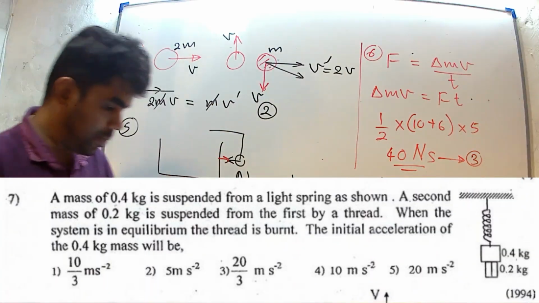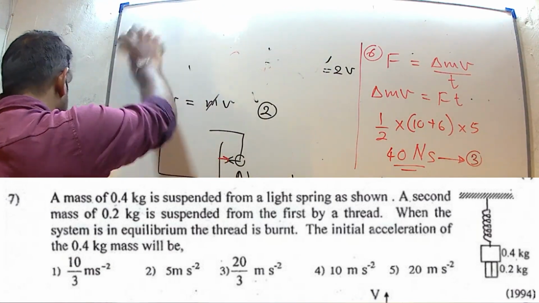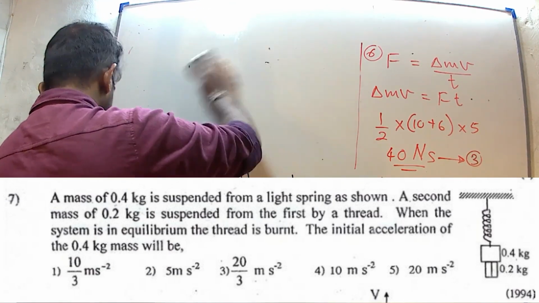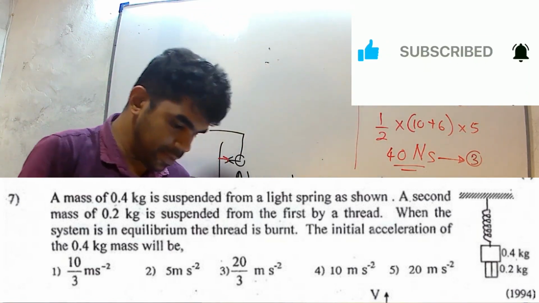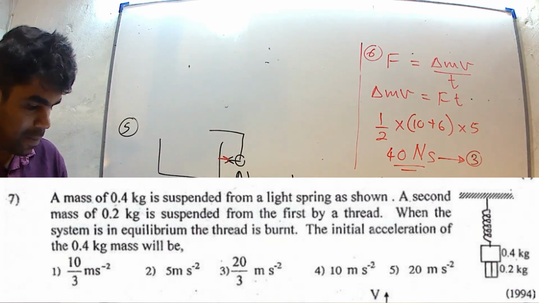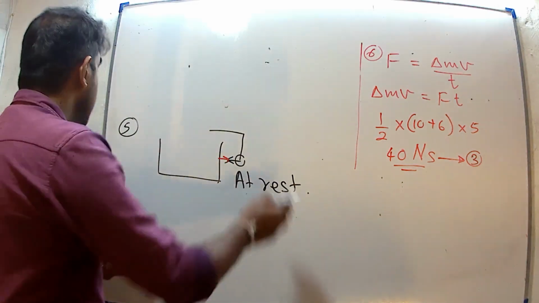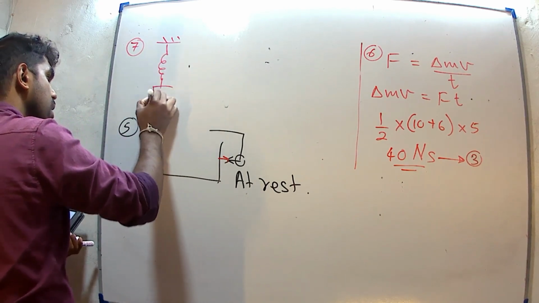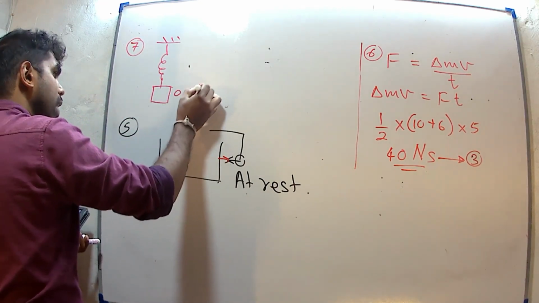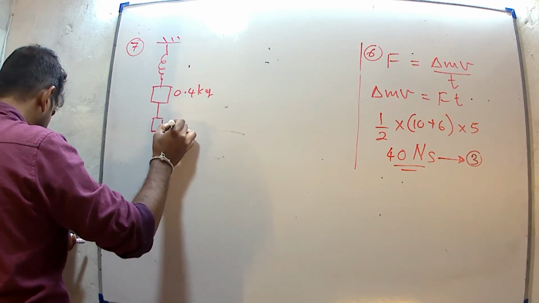Then question number 7. A mass of 0.4 kg is suspended from a light spring as shown in the figure. The second mass of 0.2 kg is suspended from the first by a thread. When the system is in equilibrium, the thread is burnt. The initial acceleration of the 0.4 kg mass will be. There is a problem with the given diagram. It should be like this. This weight is 0.4 kg and there is a thread and this weight should be 0.2 kg.